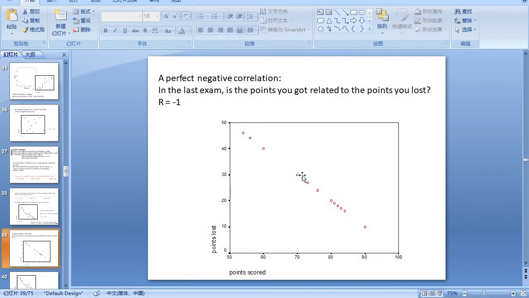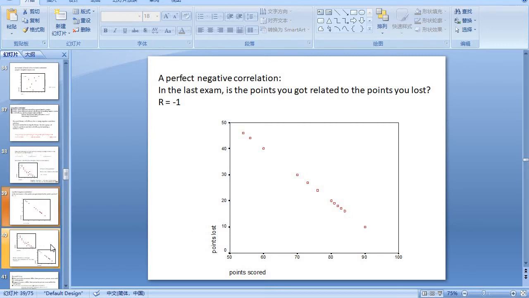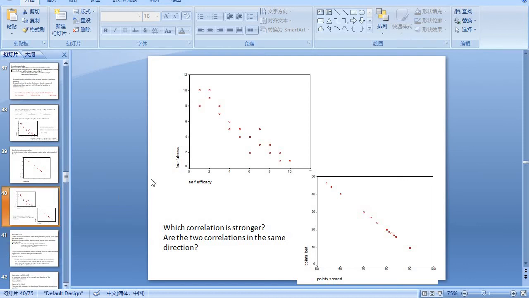Yeah, you lost 30 points. Suppose you know that your score is 90. Do you know how many points you lost? Yeah, you lost 10 points. As the value of one variable increases, the value on the other variable decreases, and there's a 1-to-1 correspondence. This is perfect negative correlation. Between these 2 correlations, which one is stronger? The one on the right is stronger.